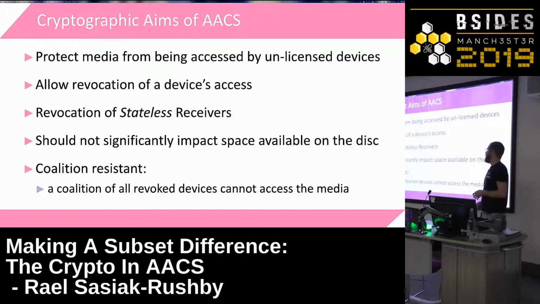And it should be coalition resistant, so if I pwn 2 machines, then that doesn't necessarily give me access to anything else. And no matter how many machines I pwn, if I revoke all of those pwned machines, then I still can't, even with the sum of all that secret material, somehow access the media.